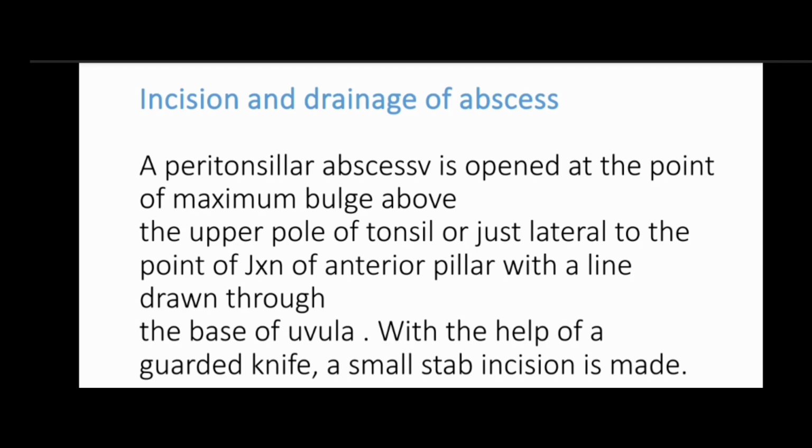A peritonsillar abscess is opened at the point of maximum bulge above the upper pole of the tonsil, or just lateral to the point of junction of the anterior pillar with a line drawn through the base of the uvula. And with the help of a guarded knife, a small stab incision is made and then we drain the pus.